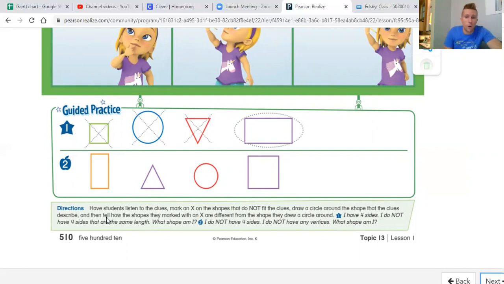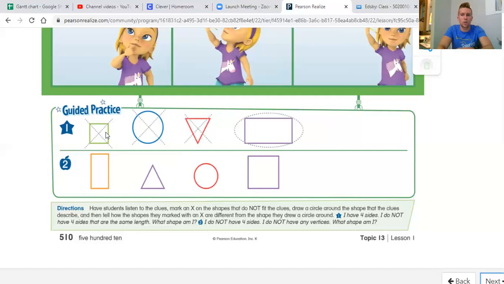All right. So for number 1, it says, I have 4 sides. I do not have 4 sides that are the same length. What shape am I? So it said I have 4 sides. So they wanted you to put an X on the ones right away that didn't have 4 sides. Okay, this circle right here, this triangle right here, that doesn't have 4 sides. But then it said I do not have 4 sides that are the same length. So the square has 4 sides that are the same length. So that can't be right either.